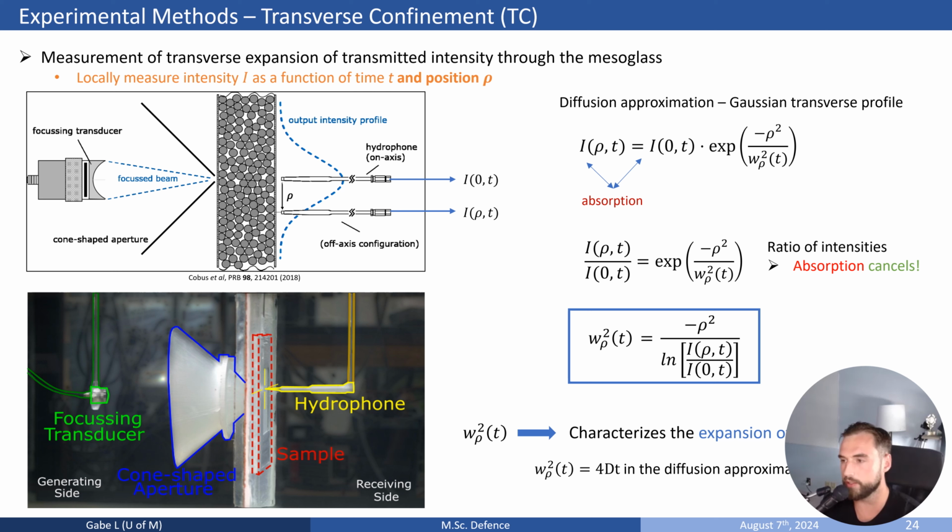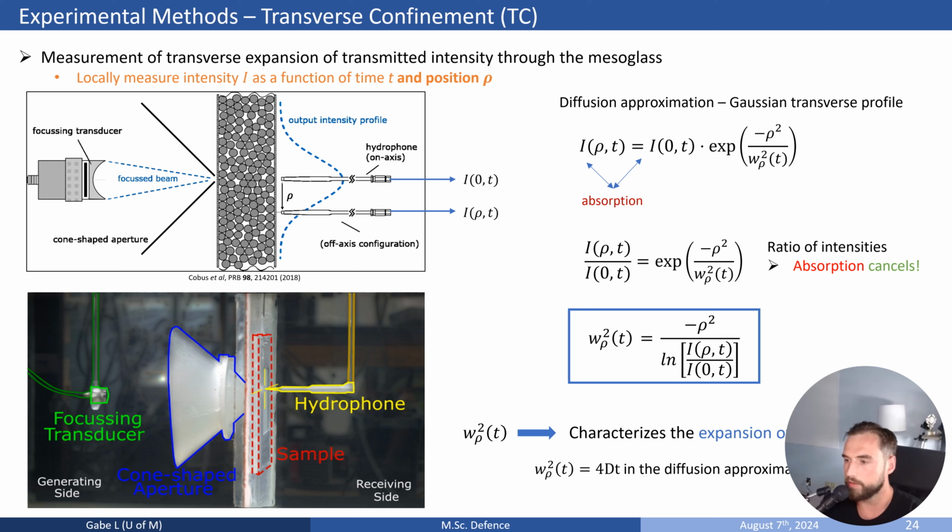In the diffusion approximation, this takes a Gaussian shape. If we take the ratio of the two, the absorption cancels because the measurements are at the same time t. And so we solve for the width squared of the expanding, or diffuse, halo. We characterize the expansion of the diffusion using this width squared parameter. And width squared equals 4Dt in the diffusion approximation, because the expansion of the halo is linear in time, again with an effective diffusion coefficient D.